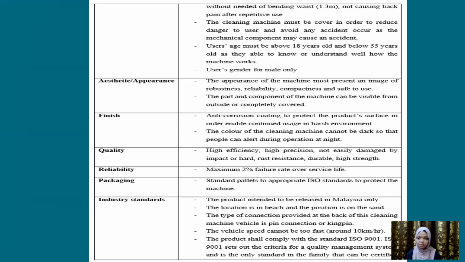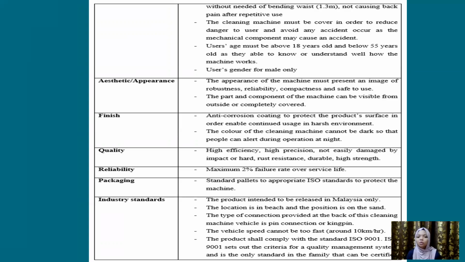For the appearance, the machine must present an image of robustness, reliability, compact, and safe to use. The components of the machine can be visible from the outside and completely covered. Then, for finish, auto corrosion coating to protect the product surface in order to enable usage in harsh environments. The color of the cleaning machine cannot be dark so that people can be alerted during operation at night.